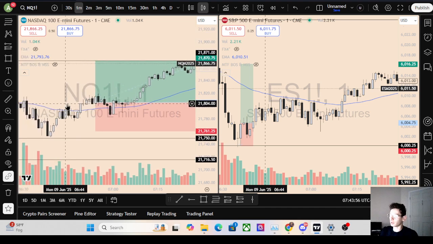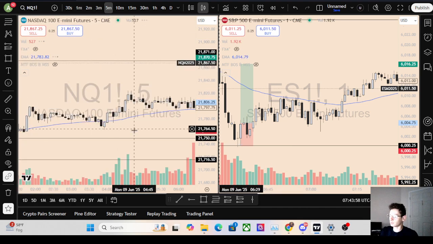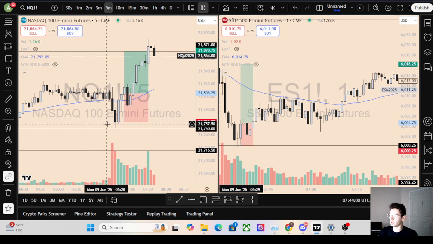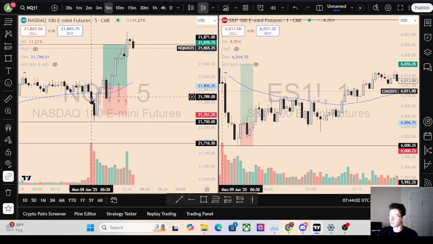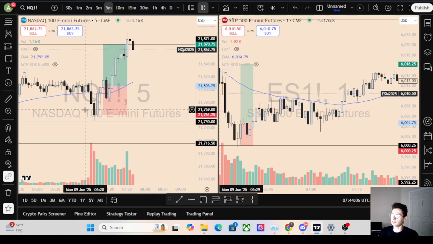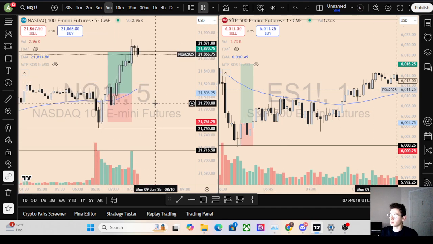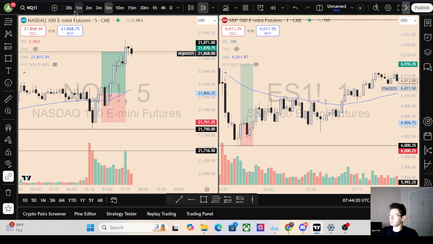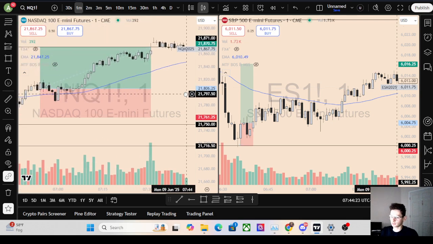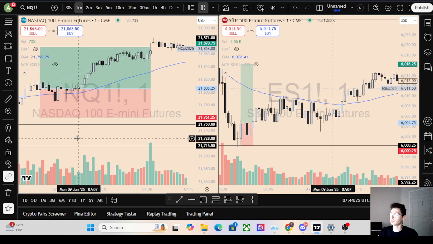Same reasoning. I noticed that on the 5-minute we had a bullish candle which engulfed the previous bearish candle, which indicates to me that it is a volume reversal. It is a buy volume reversal. And with that being said, upon this buy volume reversal, we ended up entering into the trade.